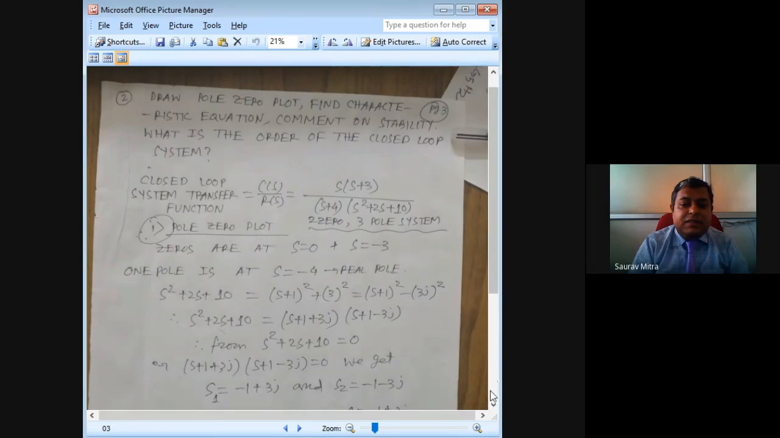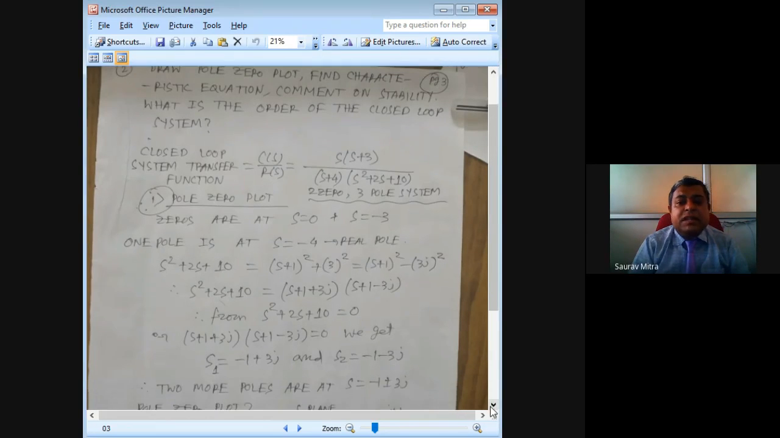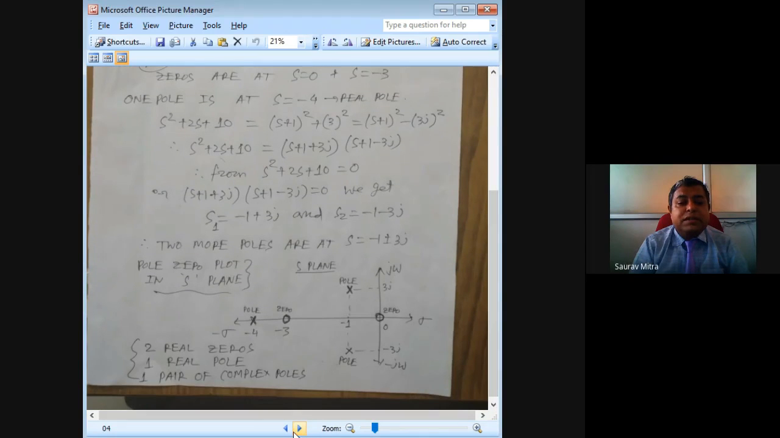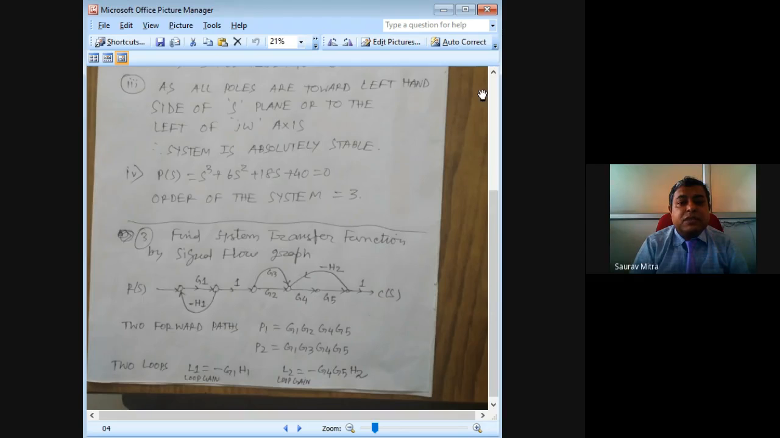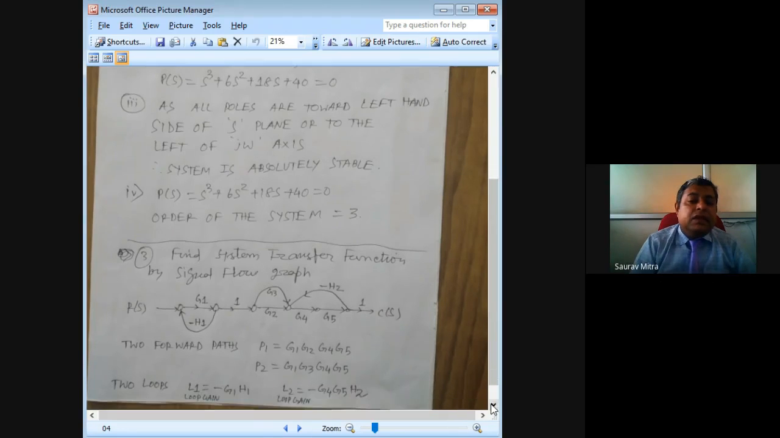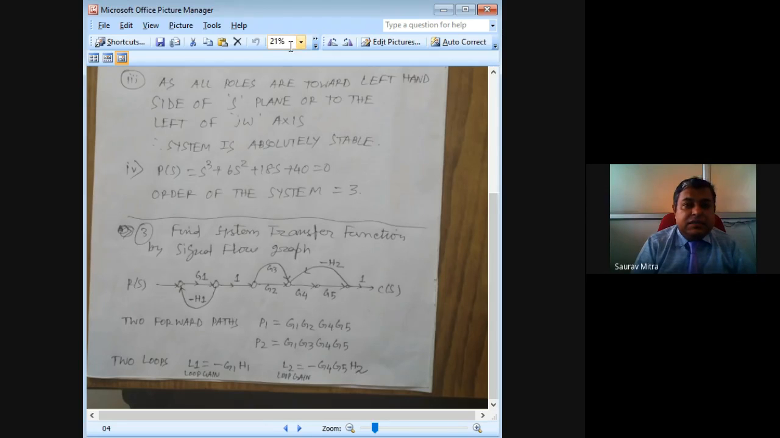For the system given, the denominator has the equation s³ + 6s² + 18s + 40, like this you can see here. So this is the characteristic equation. All poles are in the left-hand side, so the system is stable, and because of s³, the order is 3. That means the system will have 3 energy storing elements. So this is the significance of the transfer function.